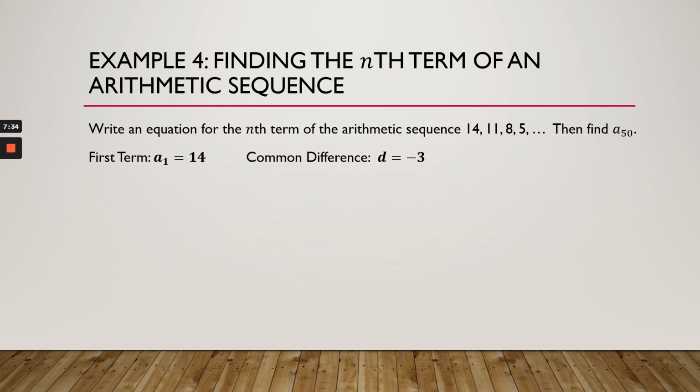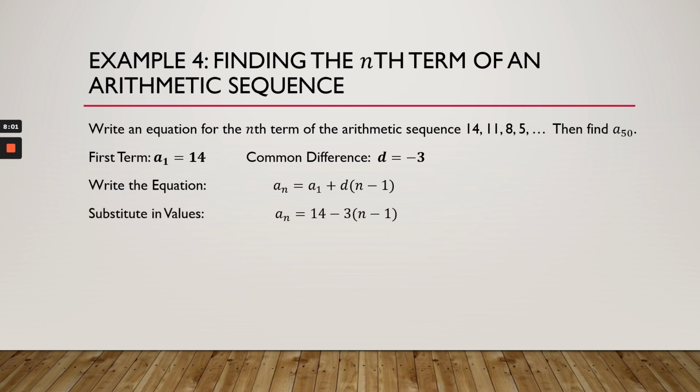Okay, so in order to find the fifth number along this, I would start at 14, and then I would minus 3, 1, 2, 3, 4 times. So notice to get to the fifth number, I had to minus 3 4 times. So now let's go ahead and look at how those things create our equation.